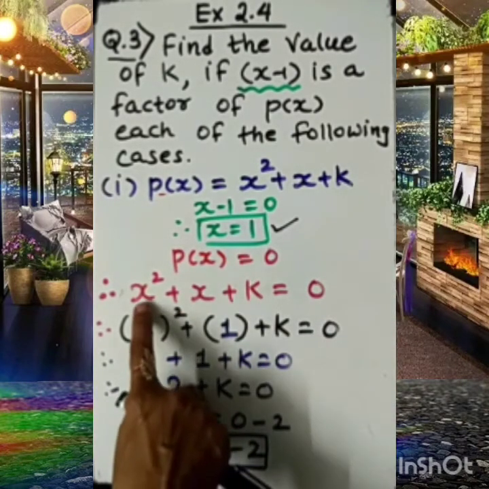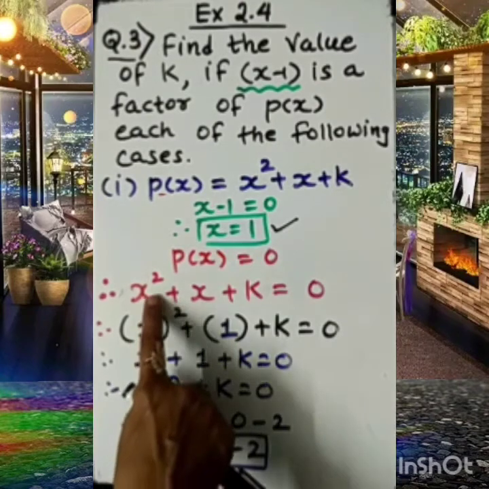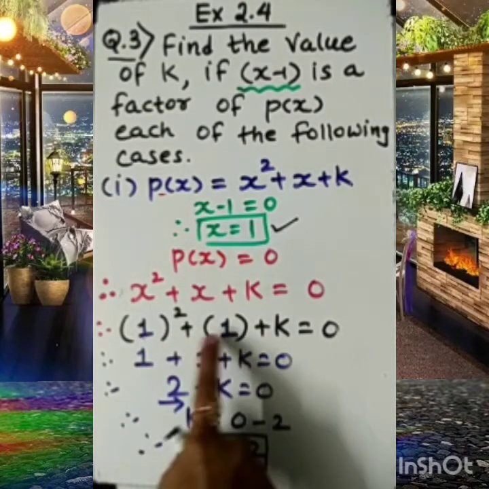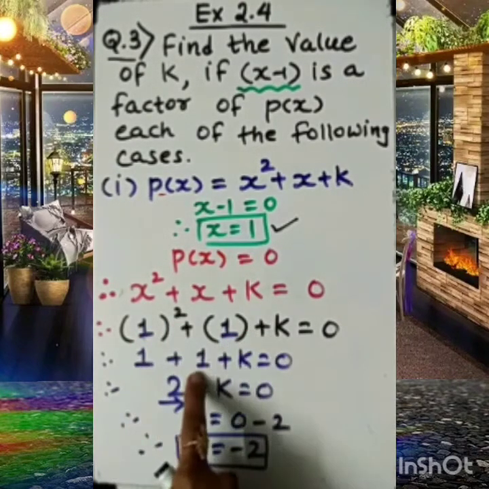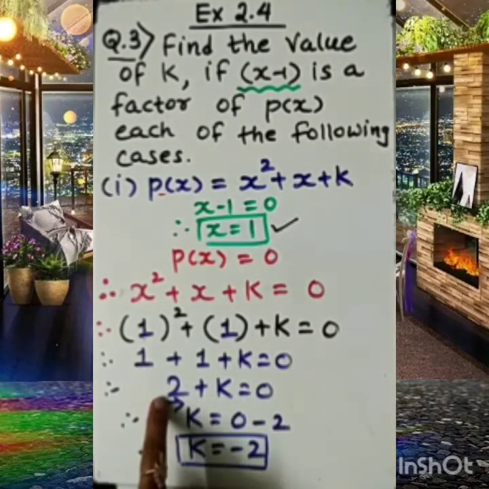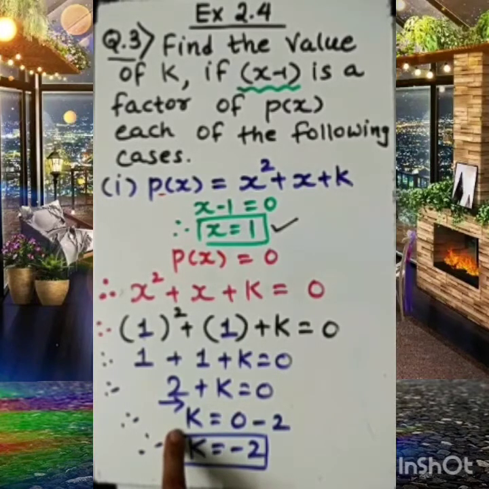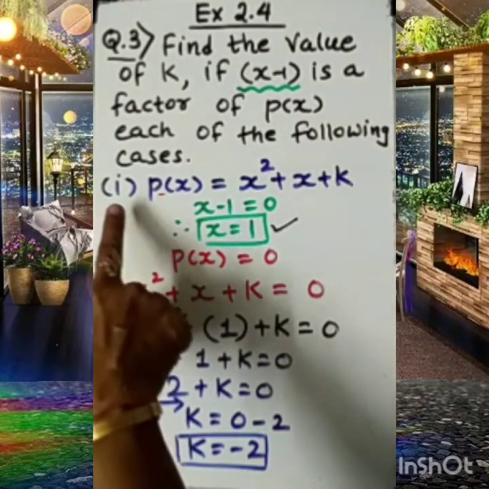Nothing to do. In place of x we need to write the value 1. So here in place of x I am writing 1. 1 square is 1, this is 1, this is k equal to 0. So 1 plus 1 is 2, 2 plus k equal to 0. Therefore, k equal to 0 minus 2. This 2 I am bringing to this side, so it will become minus 2. This is the solution of the first part.